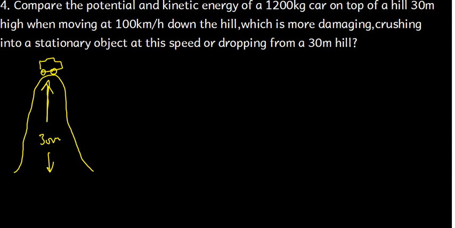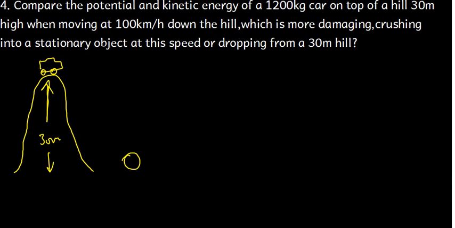Okay, in that manner. And then its mass has also been given. Now, when moving at 100 kilometers per hour down, which is more damaging: crashing into a stationary object at this speed, or dropping from a height? What would be more damaging? When this car is moving and hits something that is stationary, or drops from the top down, which one is going to be more damaging?